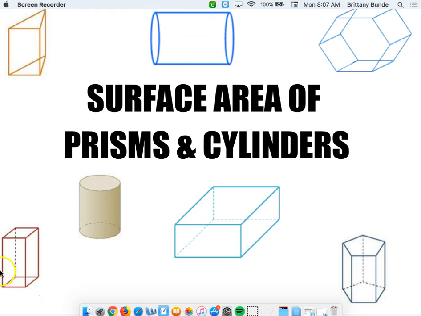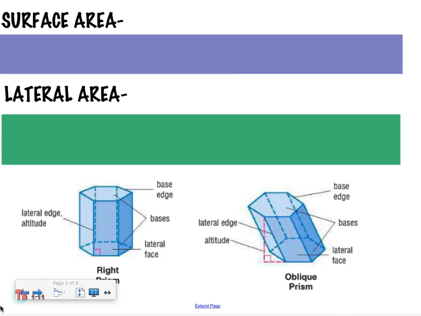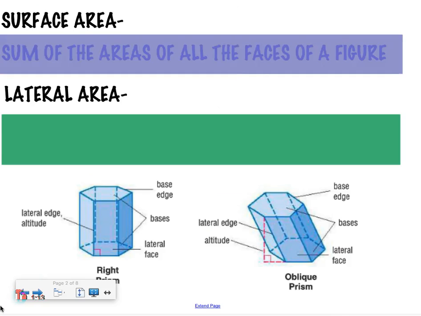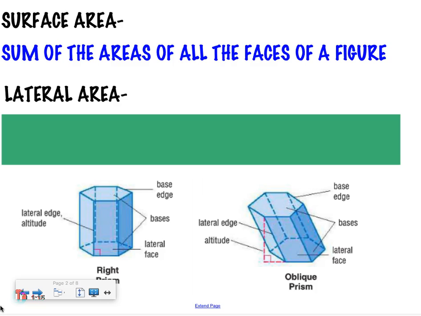Does anyone know what surface area is? The area of all the surfaces. Yeah. The surface area. You find the area of all the sides and add them together. So it's the sum of all of the areas. We call these faces. The sides are sometimes called a face.